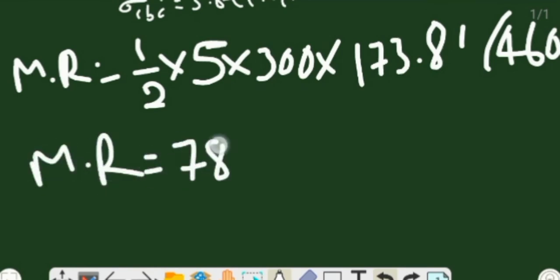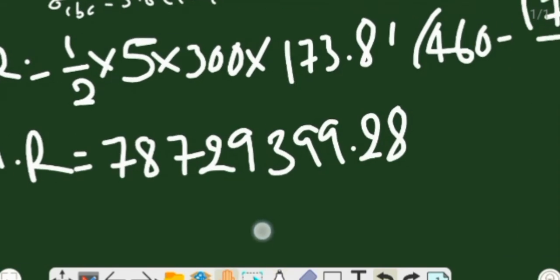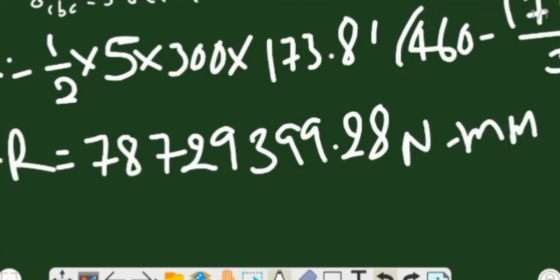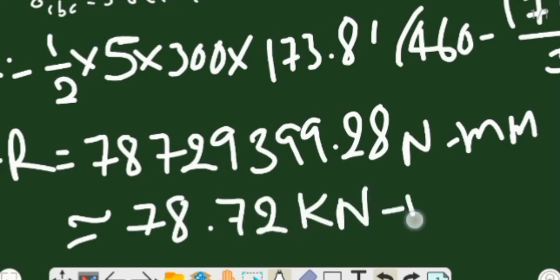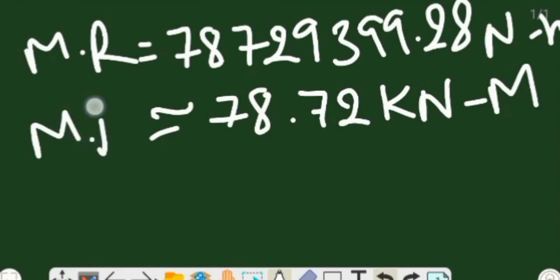By solving this, we get the moment of resistance equal to 78729399.28 Newton mm. Converted to kilonewton meters, we get the moment of resistance equal to 78.72 kilonewton meters.